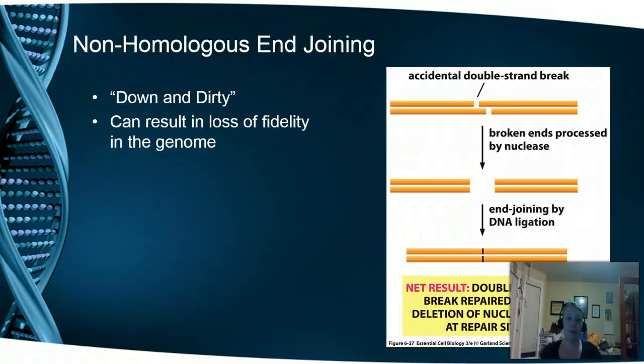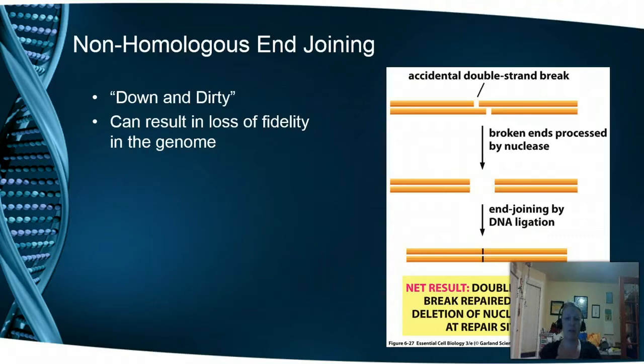Alright, so the first one we're going to talk about is non-homologous end joining. In this case, we get our accidental double-stranded break, and this is the down and dirty method of fixing things. This can result in a lot of loss of fidelity within the genome. So it's important to understand that this one will cause a significant amount of loss of DNA. And this may actually explain why we have a lot of junk DNA within our genome. It's because over the years and decades and generations, we've had these happen, and genes that may once have been functional are no longer functional because we've lost a section of the information.